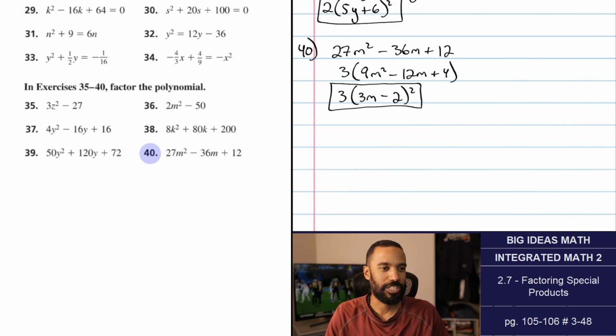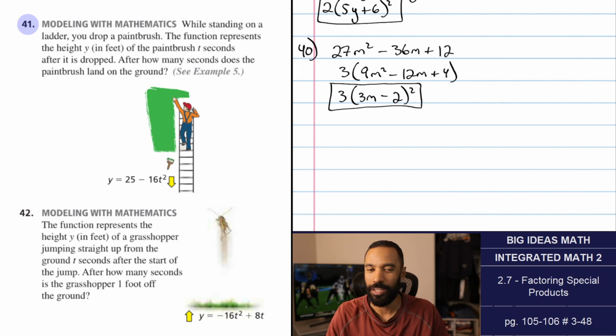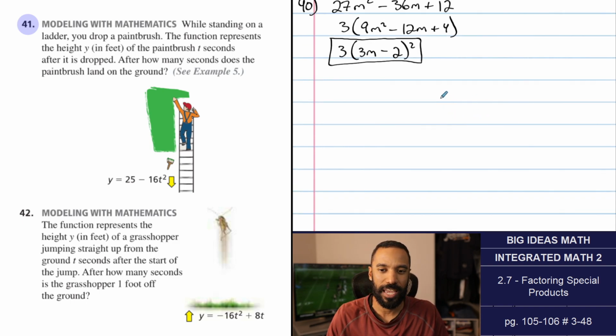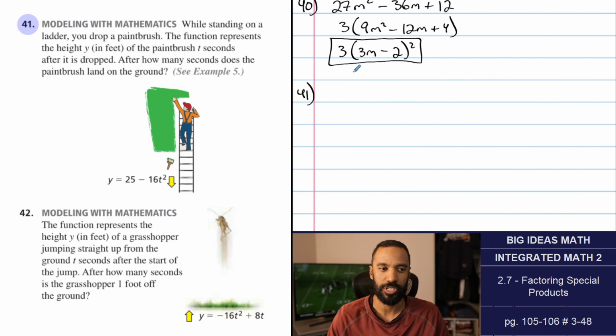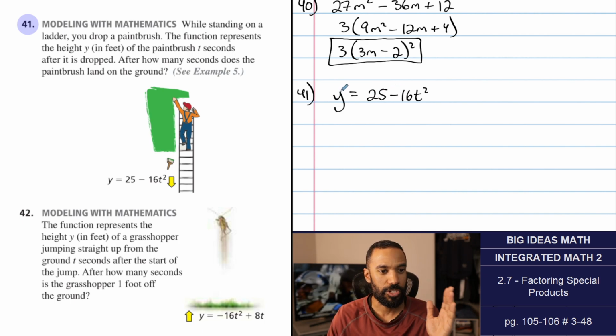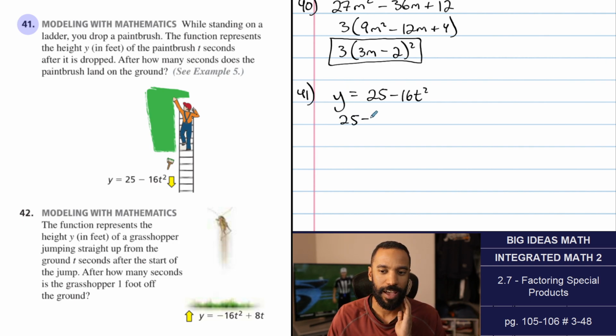Okay, that's number 40. Let's go ahead and move on forward to 41, modeling with mathematics. While standing on a ladder, you drop a paintbrush. The function represents the height, y, in feet of the paintbrush t seconds after it is dropped. After how many seconds does the paintbrush land on the ground? So y equals 25 minus 16t squared is the initial setup of the problem. Hitting the ground is, it says the function height is y, so when the height is 0, let's set 25 minus 16t squared equal to 0.